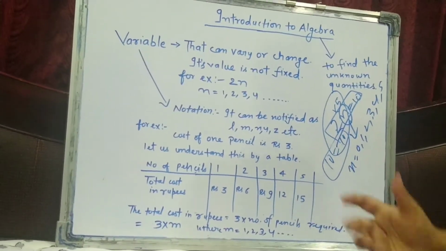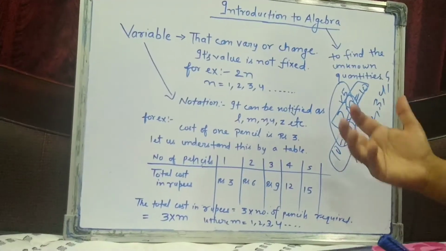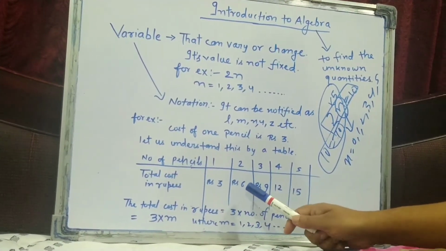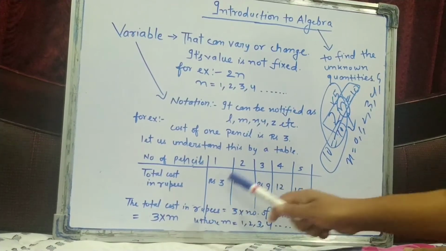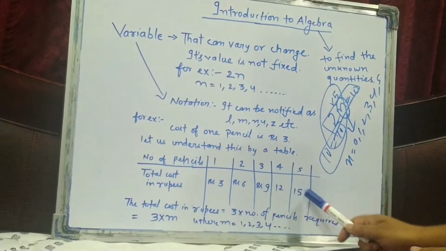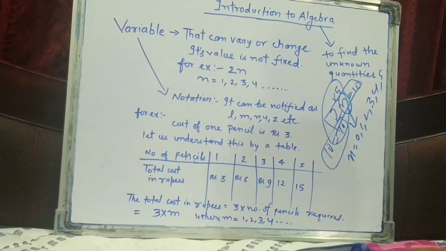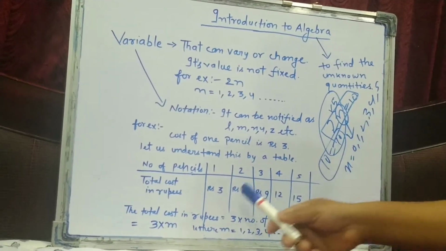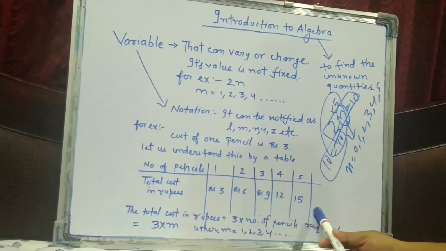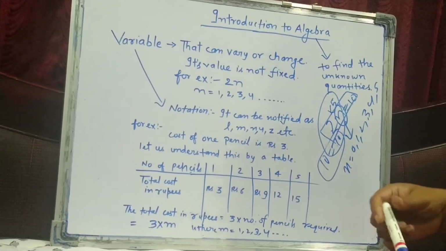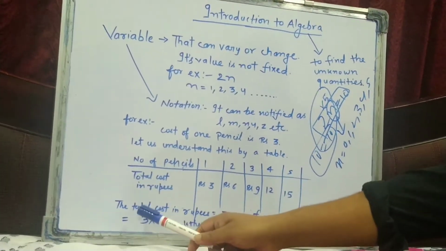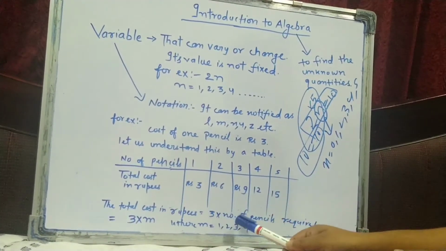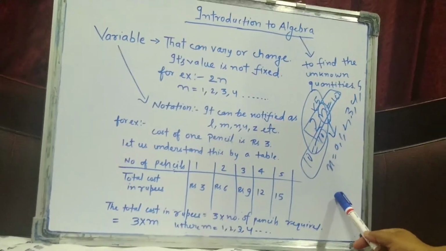So some sequence is there. You have to understand what is happening here. 3 into 2, 6. 3 into 3, 9. 3 into 4, 12. 3 into 5, 15. It means that some variable is multiplying and giving the results. So we can understand that the cost in rupees equals 3 into the number of pencils required.